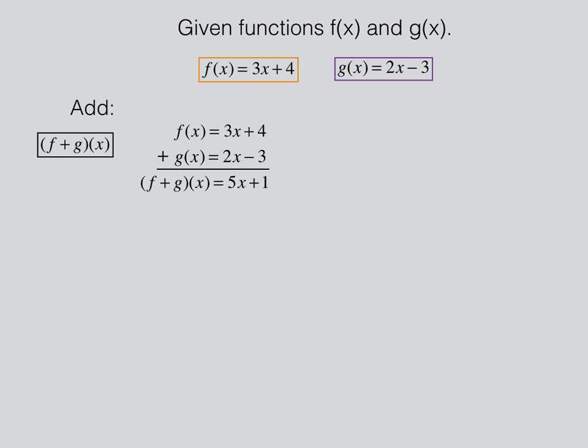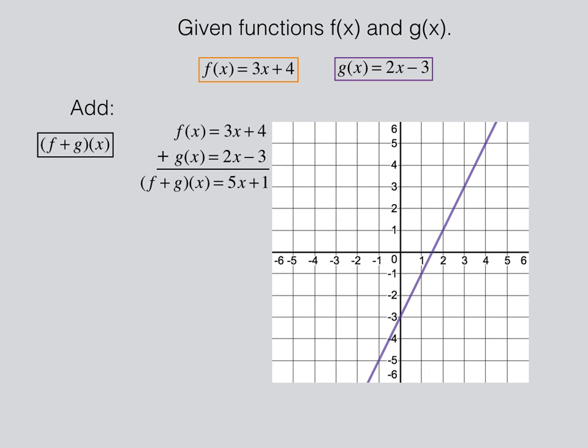Now to verify this, we can graph these functions using Desmos. I could type in g of x equals 2x minus 3, and I would get something that looks like this. I'll type in f of x equals 3x plus 4. And then on a new line in Desmos, I could type in f of x plus g of x, and I would get the function that looks like this black line. So we'll notice that the sum of two linear functions will be linear.